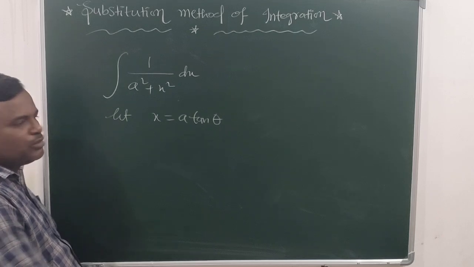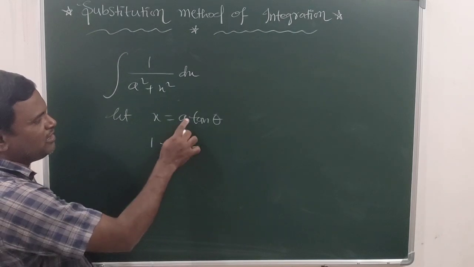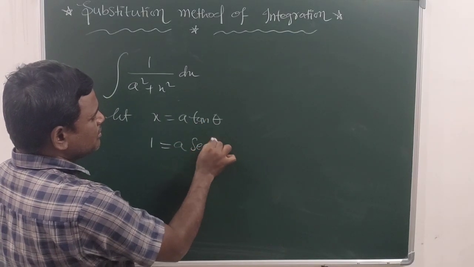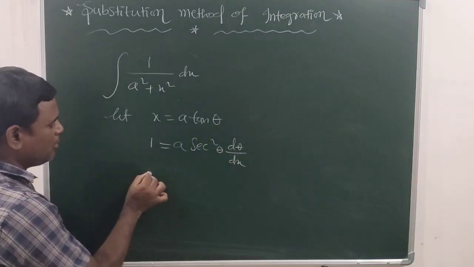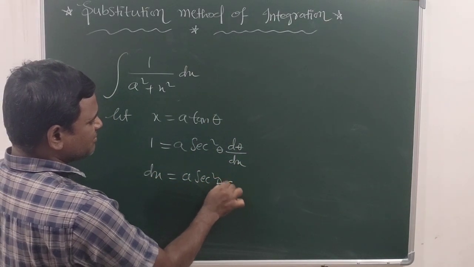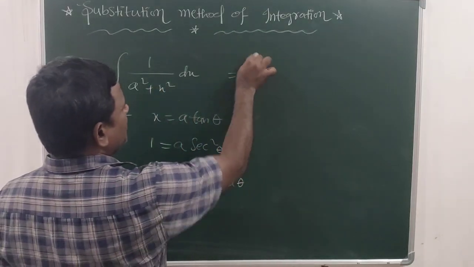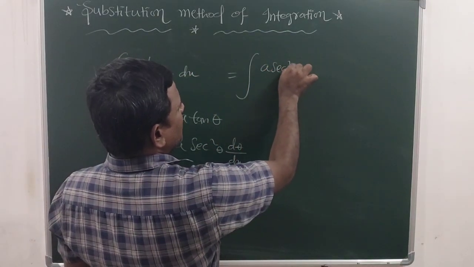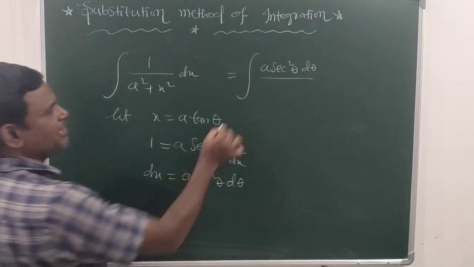Now, what do we do hereafter? Take the derivative on both sides with respect to x. The derivative of x is 1, so a into the derivative of tan theta, which is secant square theta d theta by dx. Now make dx the subject: a secant square theta d theta will come. Now go back here and in the place of dx write a secant square theta d theta, by a square plus x square.